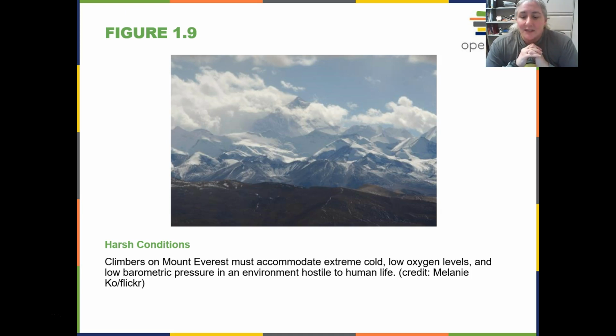Low oxygen levels, because you're so high up, you're going to have less pressure in the environment, and the way oxygen gets into our lungs is by pressure. The only reason we can breathe oxygen in and exhale it out is because the pressure in the atmosphere is higher than the pressure in our lungs, so we can breathe in. And then when the pressure in our lungs is higher, then we can exhale.